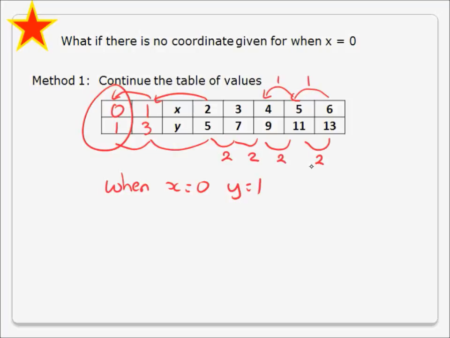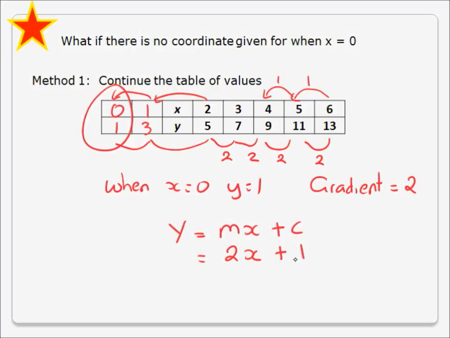They're all going up by 2. So my gradient, my coefficient, equals 2. So my rule is y equals mx plus c. M is the gradient, 2x. C is the constant, 1. So there's the rule. Y equals twice the x value plus 1.